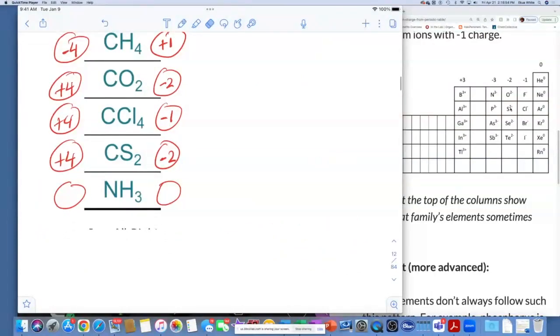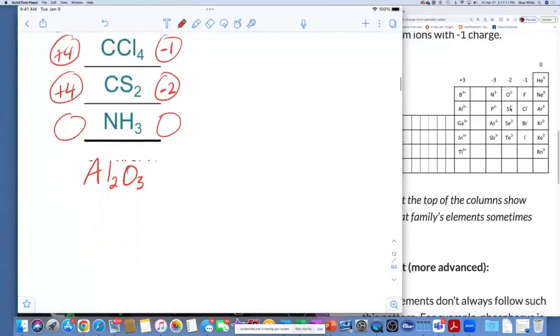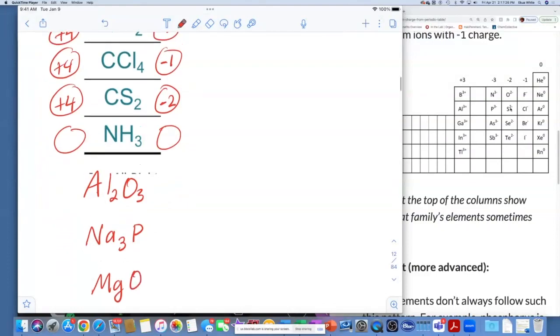Okay, final one. Now I did add two more to class yesterday. Since I make things on the fly and I don't remember what I did, but let me try aluminum oxide. Then let me do sodium phosphide and magnesium oxide. How about that? So I added these and then we'll see. Get some more practice. So we'll do this here, just like I'm doing right here.